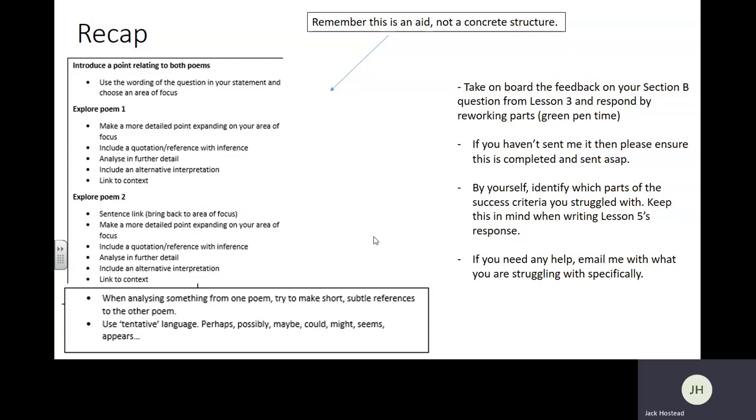So if you haven't sent me it, therefore you haven't got the feedback, so please make sure you go back to lesson 3 and do that task as soon as possible.